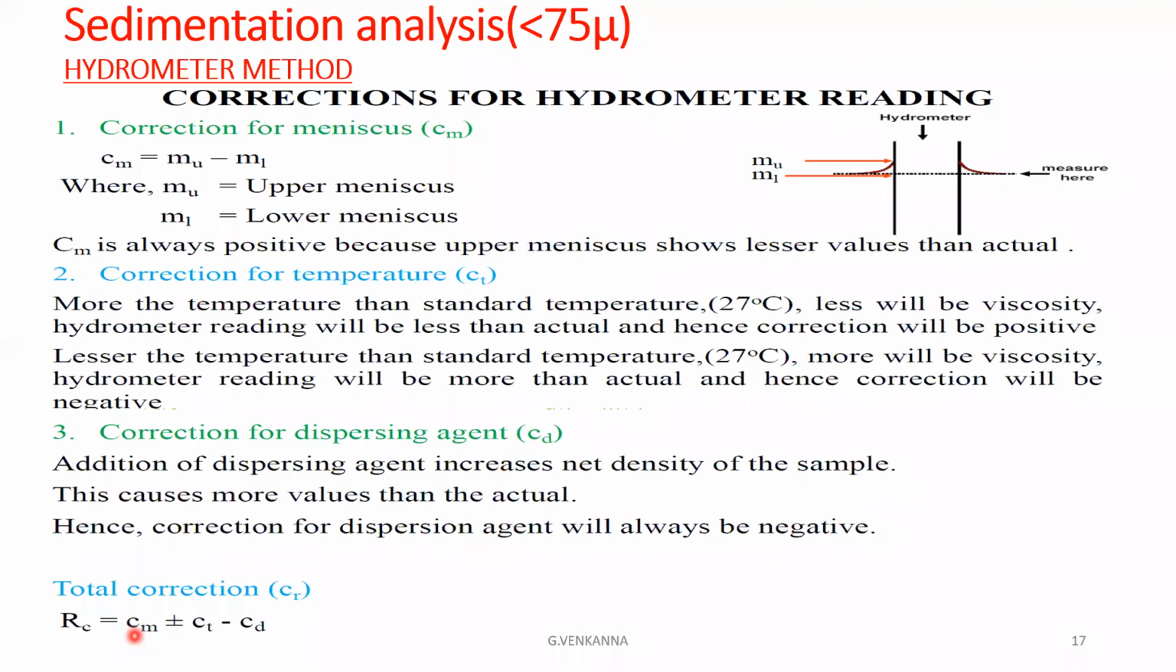So this meniscus correction can be calculated by taking the hydrometer reading in distilled water. How much water is at the meniscus? We can easily calculate it with pure distilled water. Temperature correction we can calculate and make into a table. Dispersing agent correction is calculated by comparing water without the dispersing agent and with the dispersing agent.